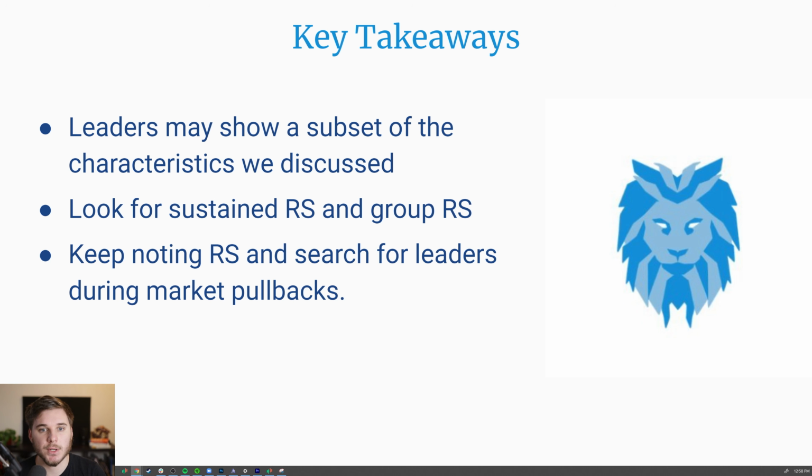And to wrap things up, here are some key takeaways from this video. First of all, leaders may only show a subset of the characteristics we discussed in this video, and you want to look for sustained relative strength, and as we mentioned, group relative strength as well. And during a market pullback, keep noting RS day to day and search for those leaders that are showing up again and again on your relative strength list.